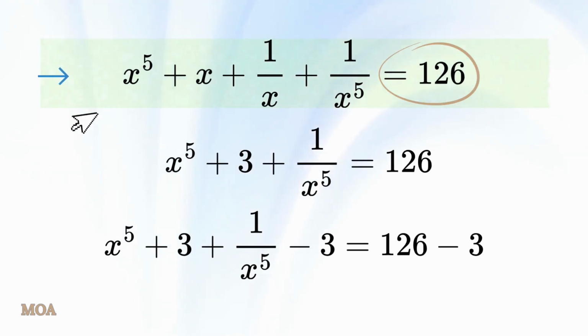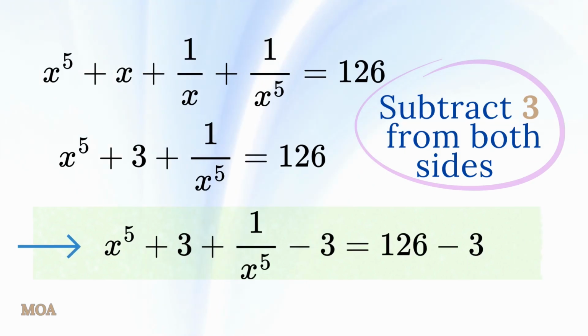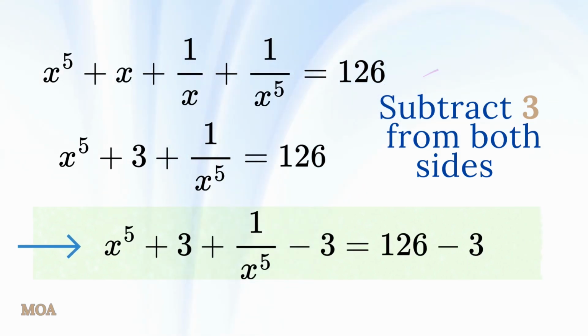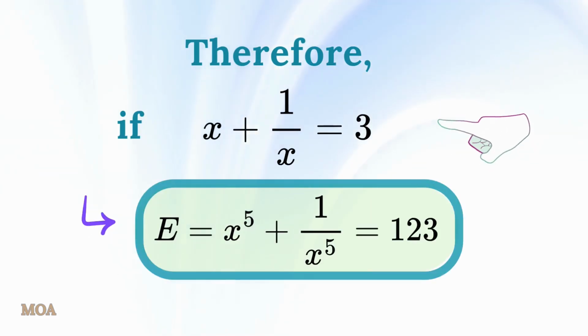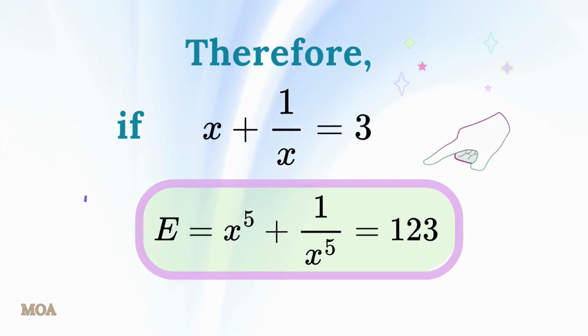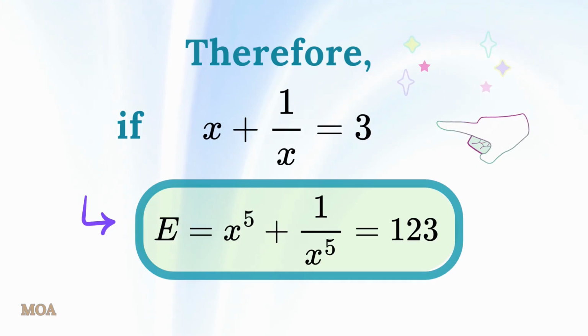126. Now, since x plus 1 over x equals 3, we can write x to the 5th power plus 3 plus 1 over x to the 5th power equals 126. Then, by subtracting 3 from both sides of the equation, we obtain x to the 5th power plus 1 over x to the 5th power equals 123. Therefore, if x plus 1 over x equals 3, the exact value of the expression e, defined as x to the power 5 plus 1 over x to the power 5, is 123.